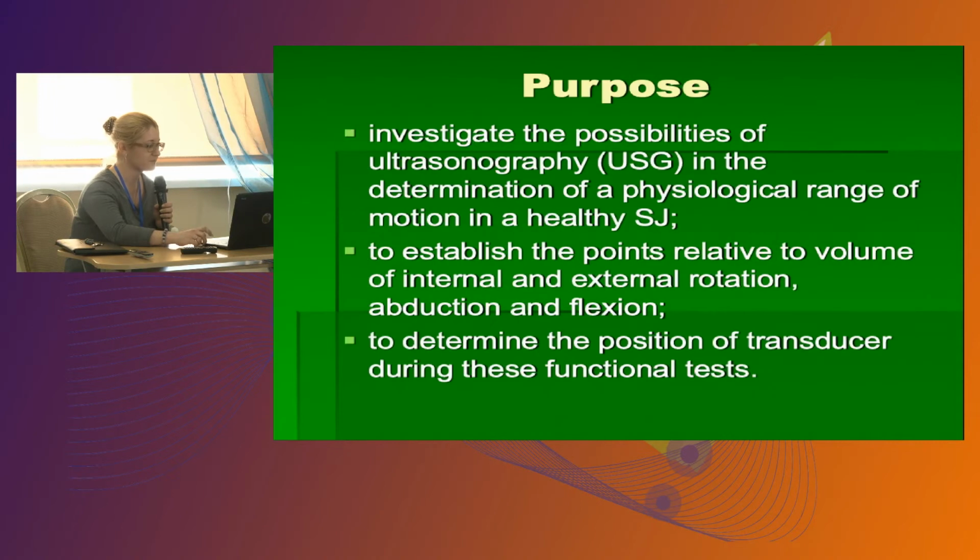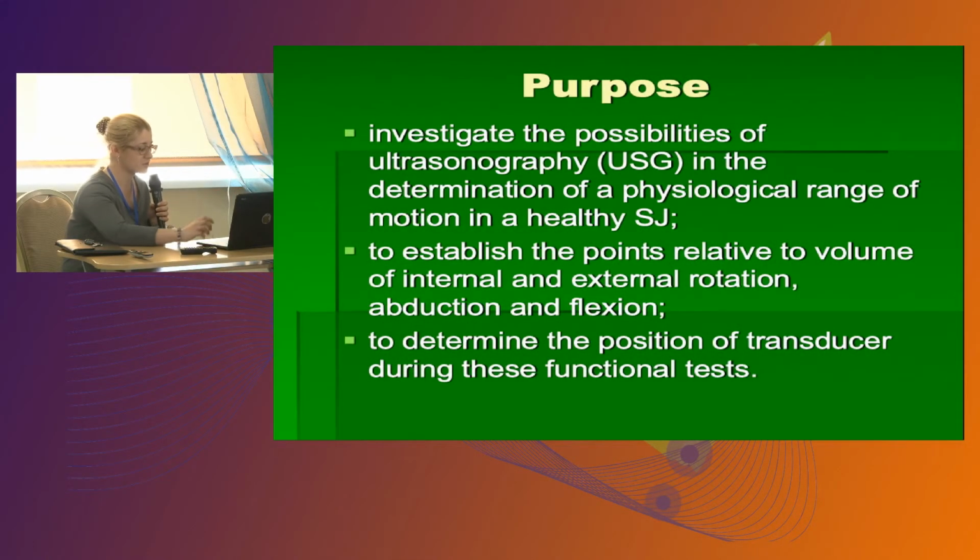There are a few reports on ultrasound functional anatomy examination of the shoulder, so such a situation needs refinement. Our purpose was to investigate the possibilities of ultrasonography in determination of a physiological range of motion in healthy shoulder joints. We also wanted to establish the points relative to volume of internal and external rotation, abduction and flexion. And we also wanted to determine the position of the probe during these functional tests.